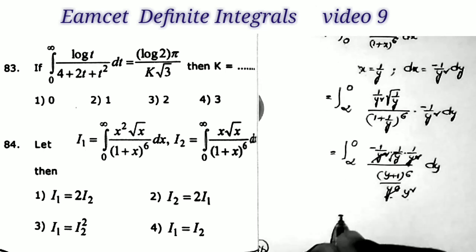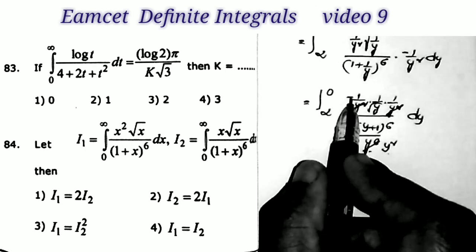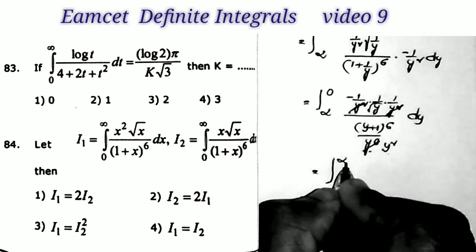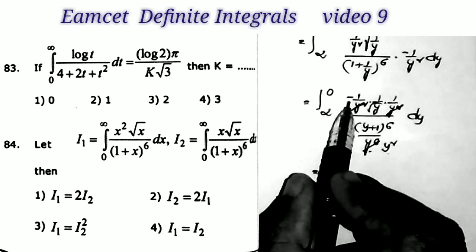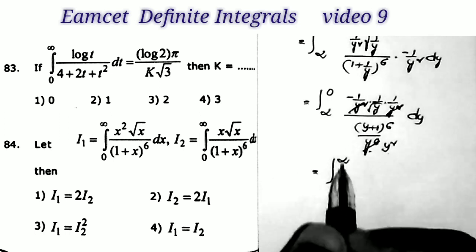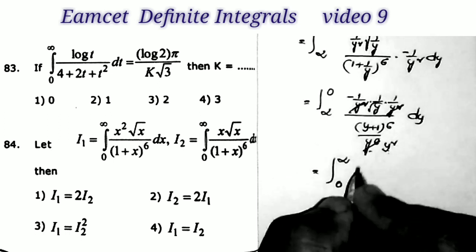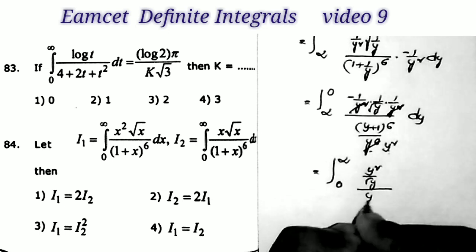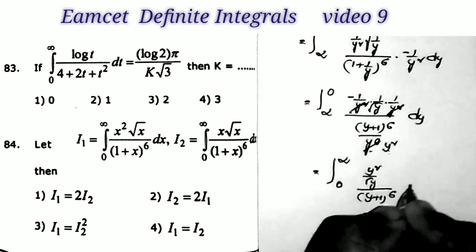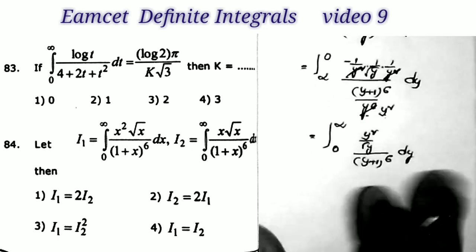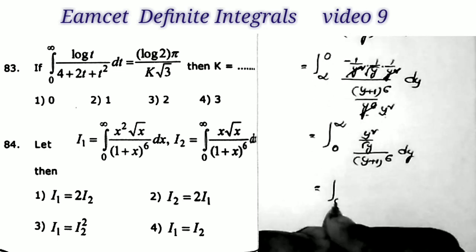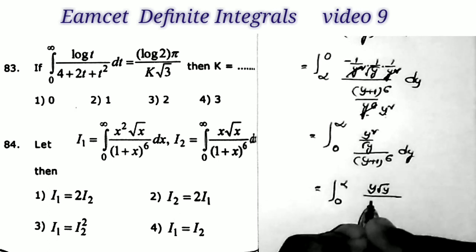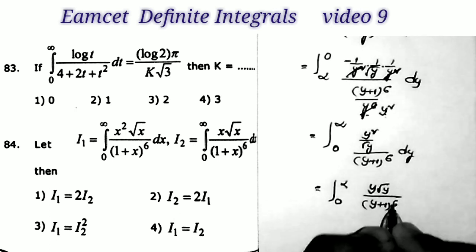Now this is equal to minus. Now removing the minus and changing the limits values, the limits become 0 to infinity. Writing this value at the numerator, y square by root y whole by (y plus 1) power 6 into dy. And this is equal to integral 0 to infinity y square by root y, what is that value? y root y by (y plus 1) power 6 into dy.